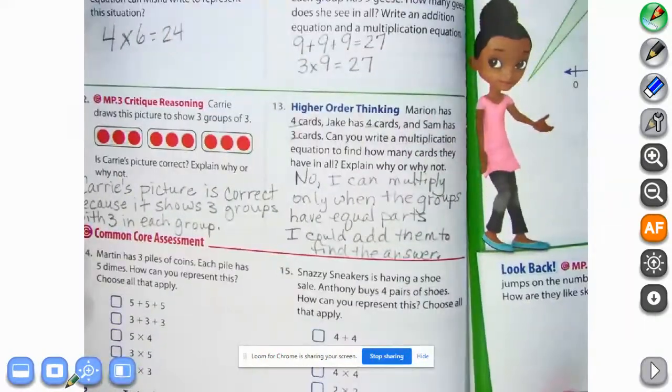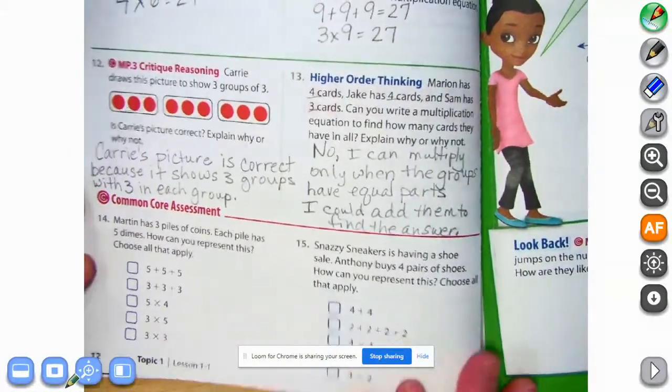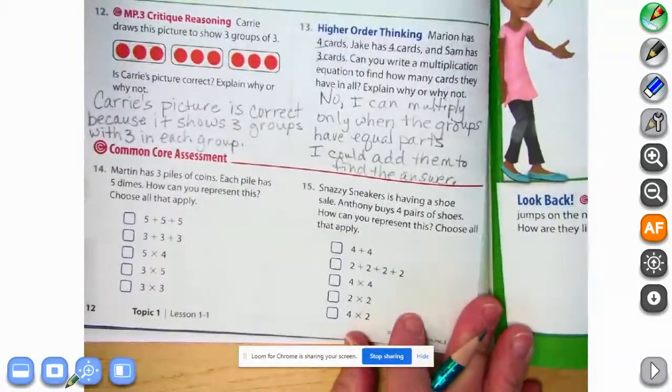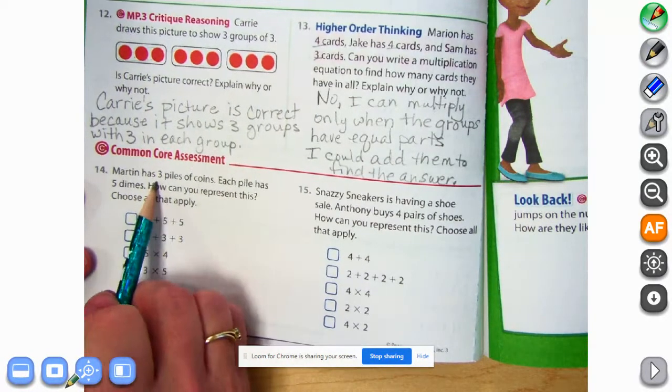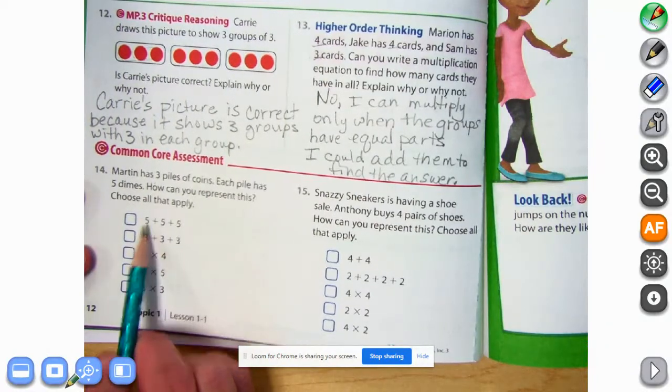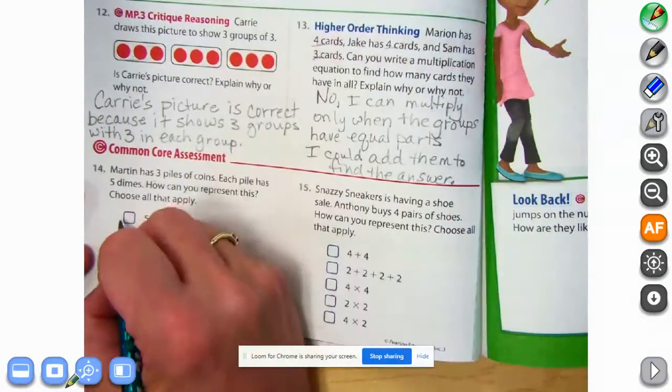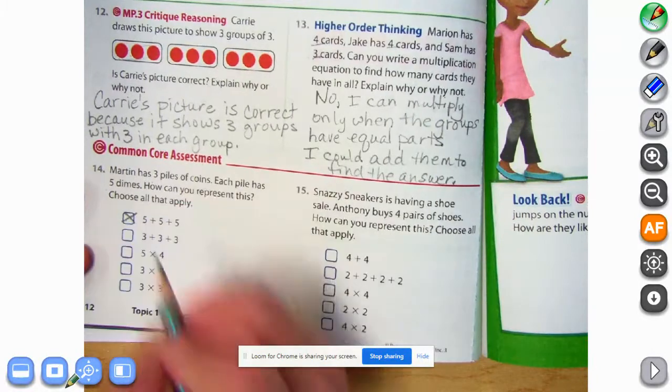Go ahead and freeze it if you need to add to yours. And then we're going to be on number 14. Martin has 3 piles of coins. Each pile has 5 dimes. How can you represent this? Choose all that apply. So we have 3 groups of 5. Let's look at the first one. 1, 2, 3 groups of 5. So that looks like it works.